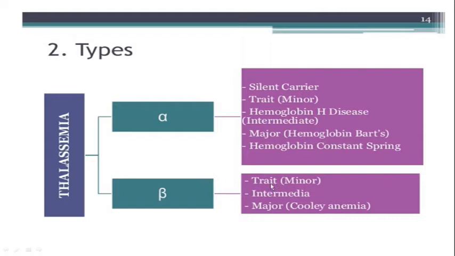And beta is classified into trait, intermediate and major. The trait is basically where you have some suppression of beta chain production because of the point mutation, but beta chain production is still there in quite a major amount. In the intermediate you have enhanced suppression of beta chains because of the point mutation, while in major you have no production of beta chains, which is also called Cooley anemia.